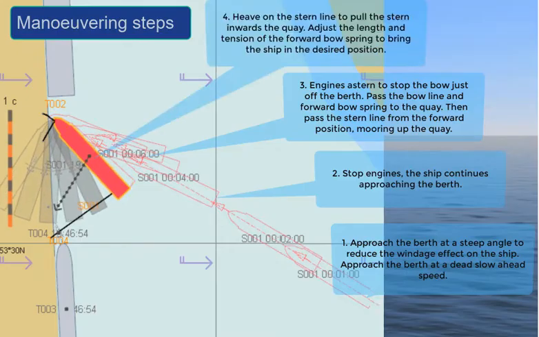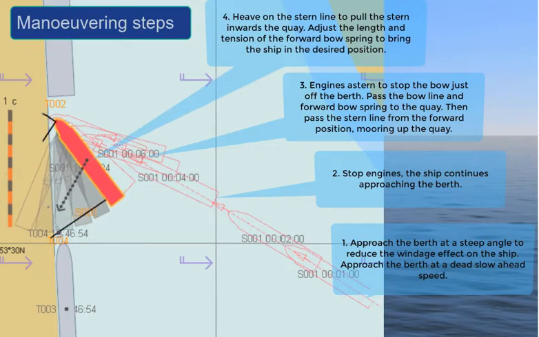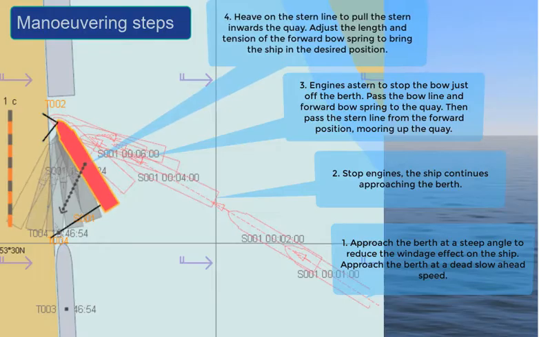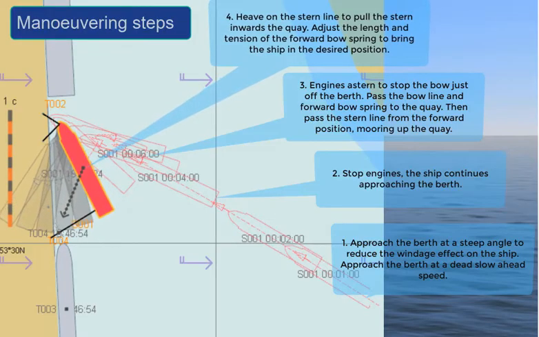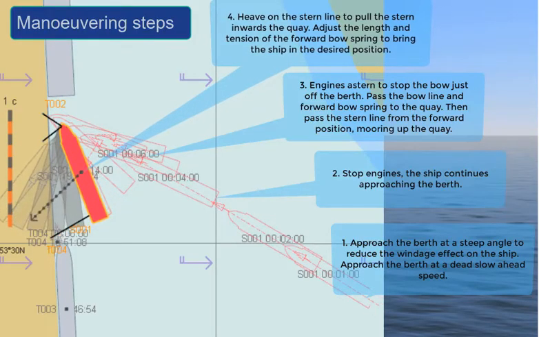Step 4. Heave on the stern line to pull the stern inwards the quay. Adjust the tension and the length of the forward bowsprit to bring the ship alongside and in the desired position.